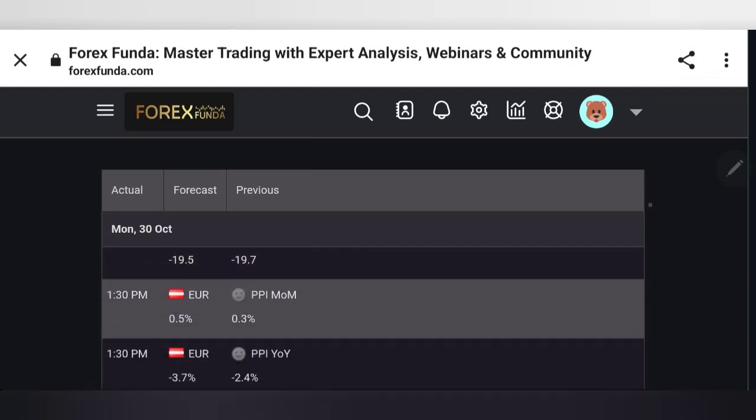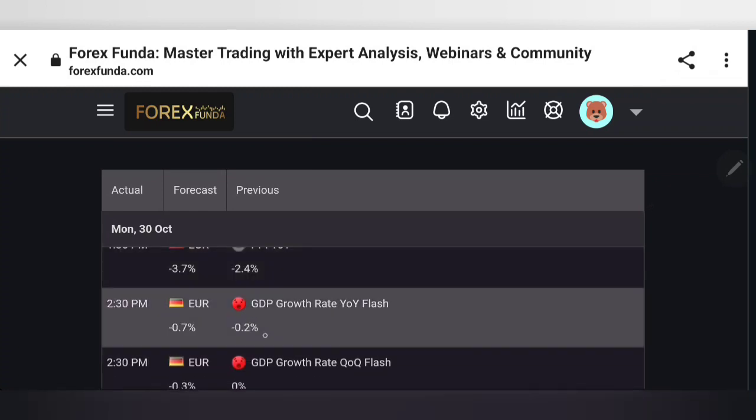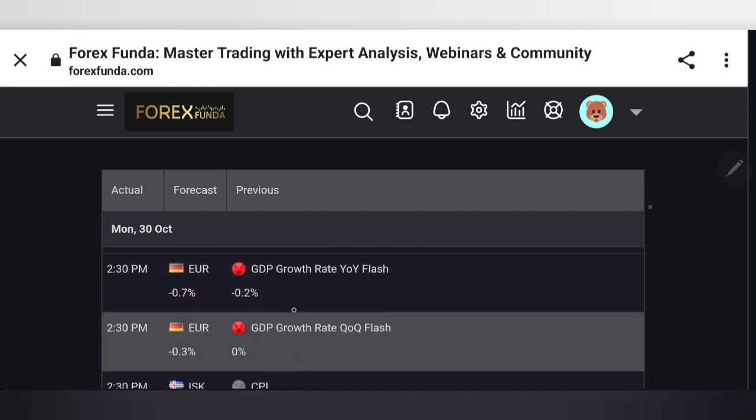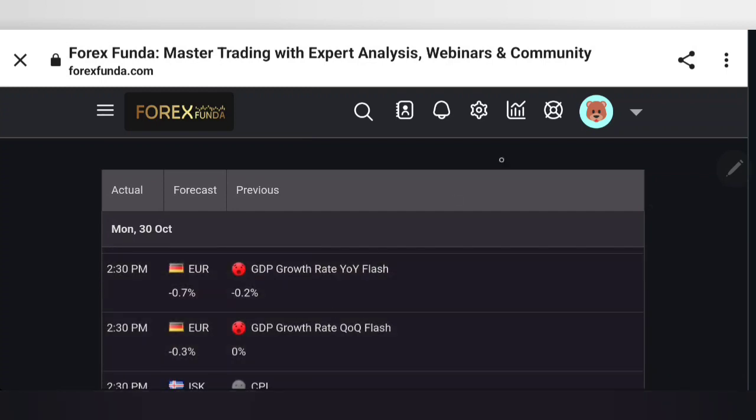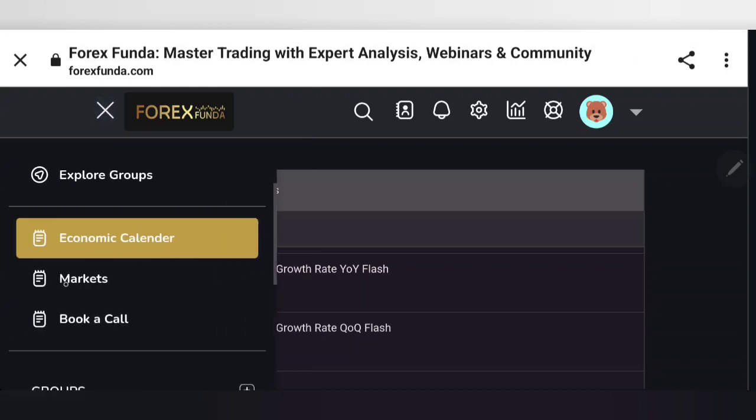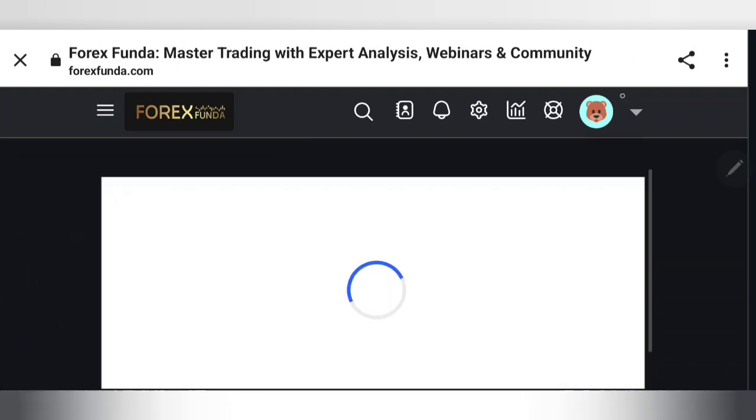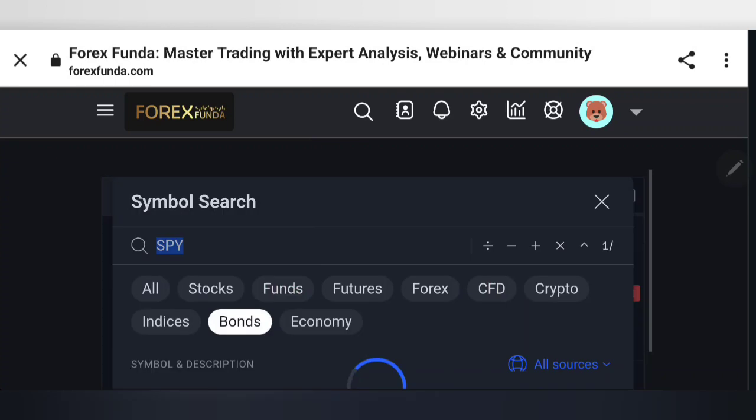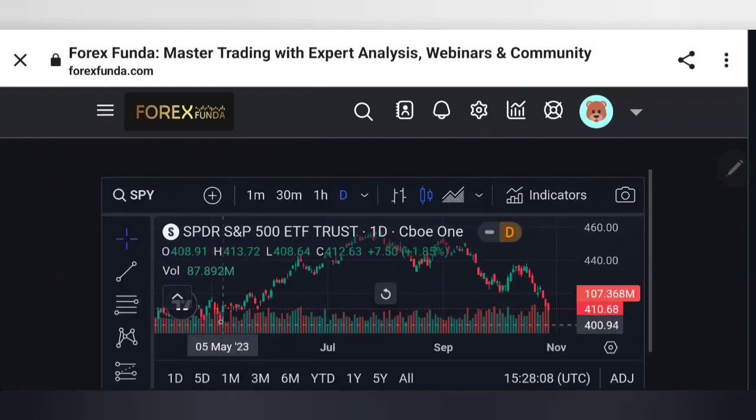Also, the impact levels are mentioned with the smiley face. See, the GDP growth rate year on year flash may have a major impact on the euro. That is also mentioned. Also, you can see the live market charts. You can create your own analysis, and be it the stocks, funds, futures, forex, CFD, crypto, indices, commodities, bonds, economy, anything and everything is available. You can create your own analysis.